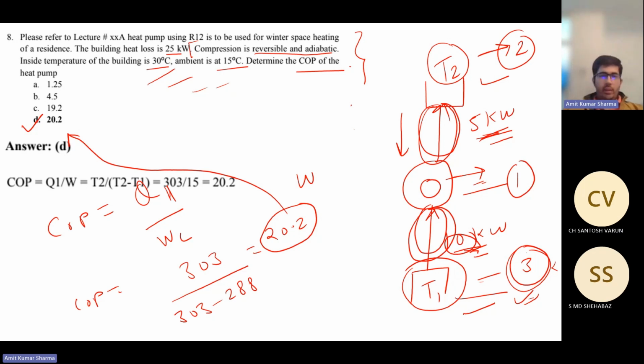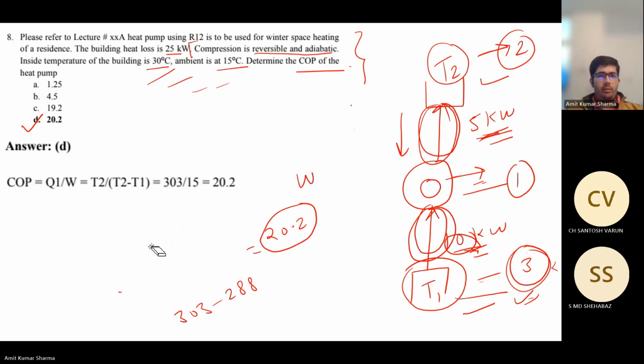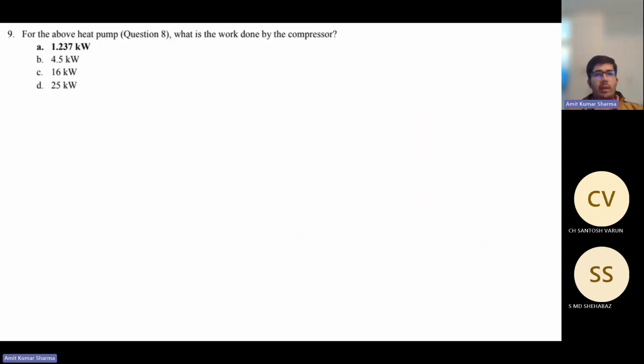Okay, I think it was a very good doubt. I think it will be very helpful to the online viewers also. Okay, let's come to the next question. Question number 9. For the above heat pump, like previous question number 8, what is the work done by the compressor?